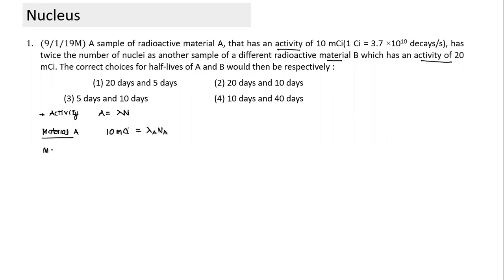And material B is also given. Material B, what is the activity here? The activity is given as 20 millicurie, and that will be equal to lambda B into Nb. But something else is also given about the number of nuclei. What is the relationship between Na and Nb? That also is given here. Na is equal to 2Nb.